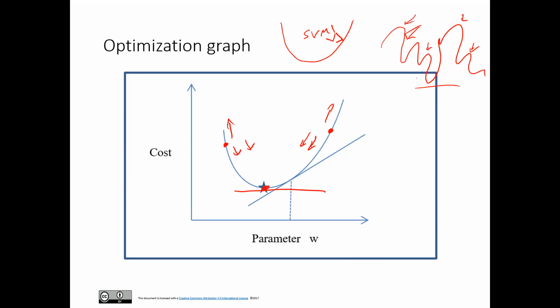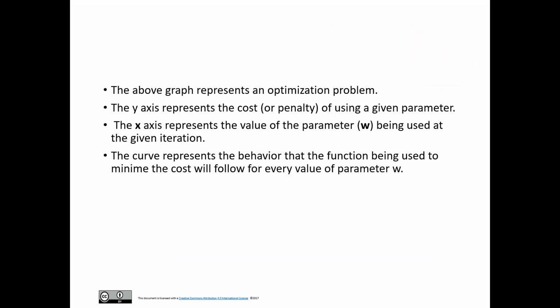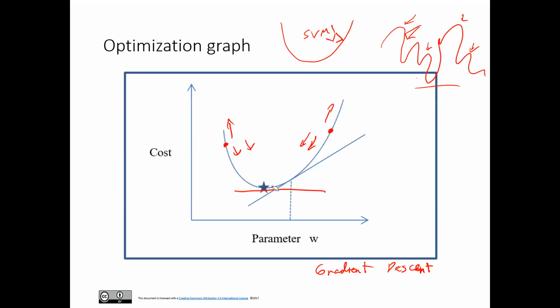And so the algorithm of gradient descent, that's where it comes in. Gradient descent is the algorithm that actually has defined this, and it uses calculus to solve it. So the above graph represents an optimization problem. The y-axis represents the cost or penalty of using a given parameter. Now notice that I'm only showing this here for one parameter, w, right?